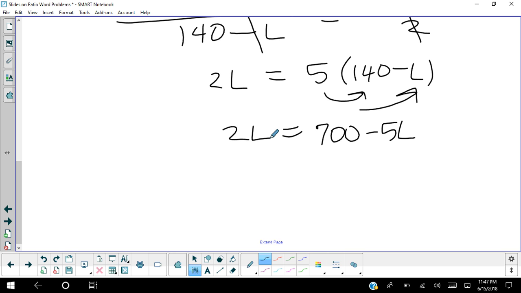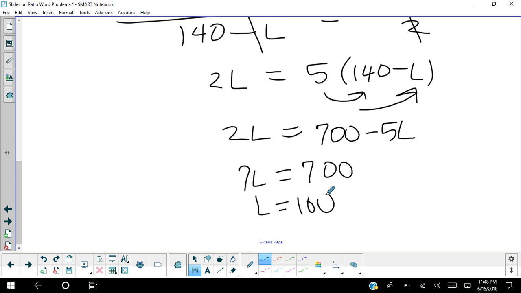I'm going to keep my L's positive and solve this by just moving the L portion, not the L and the number, so add 5L to both sides. I get 7L equals 700. That's pretty nice. So L is equal to 100.